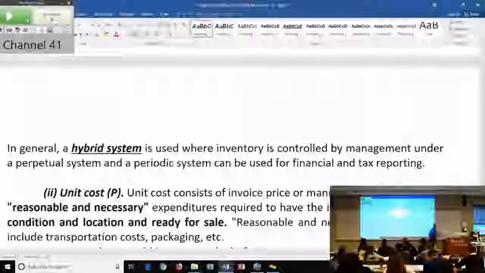All right, now, we have a question. And that question is, we talk about physical count of inventory. If you have a perpetual system, does anyone know if you still have to physically count the inventory? If you got a perpetual system? Yes, you have to. By audit standards, you have to.